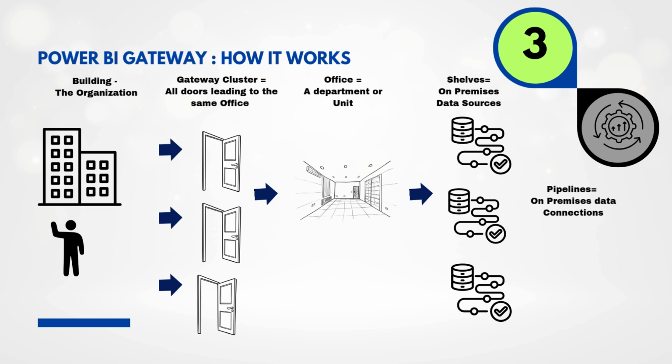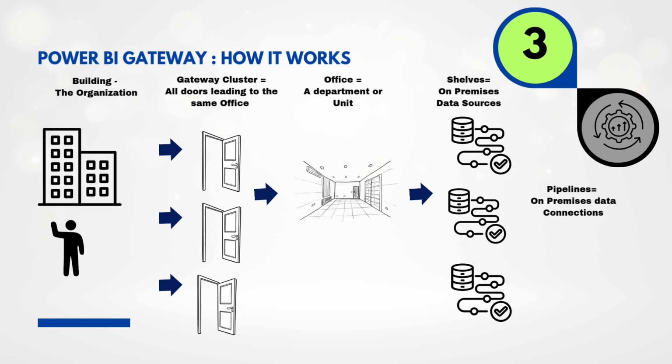To reach these shelves, you need pipelines. In Power BI, these pipelines are your on-premises data connections. A pipeline knows exactly which shelf to go to, what credential to use, and how to safely bring the data from that shelf to Power BI. Without these pipelines, the gateway doors would open into the office, but they wouldn't know how to reach the shelves inside.